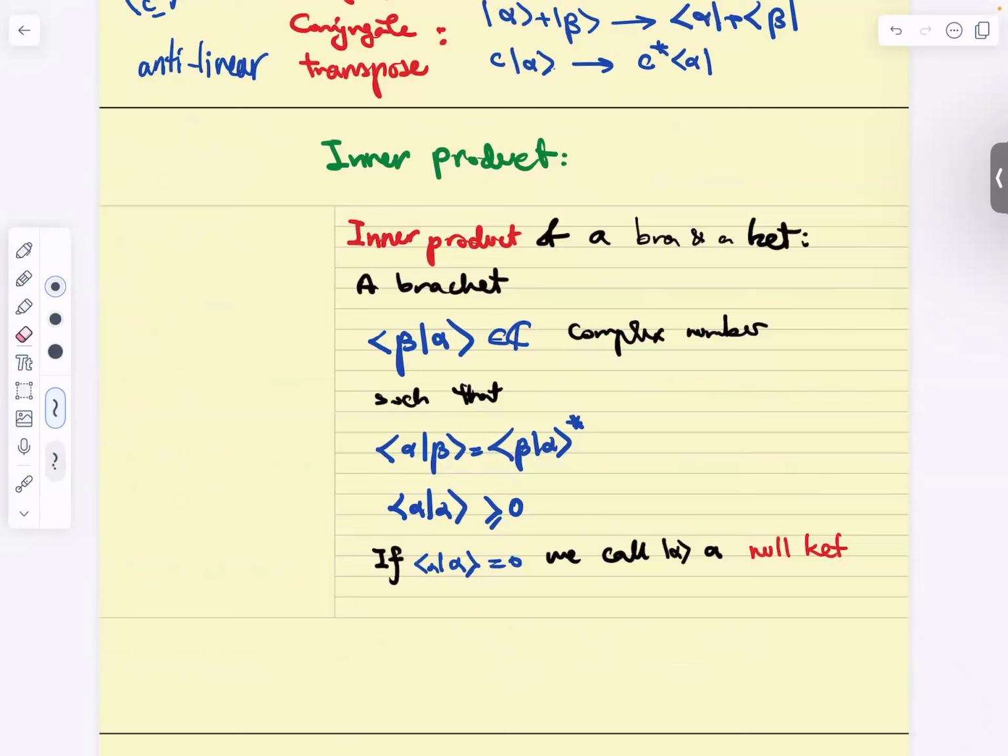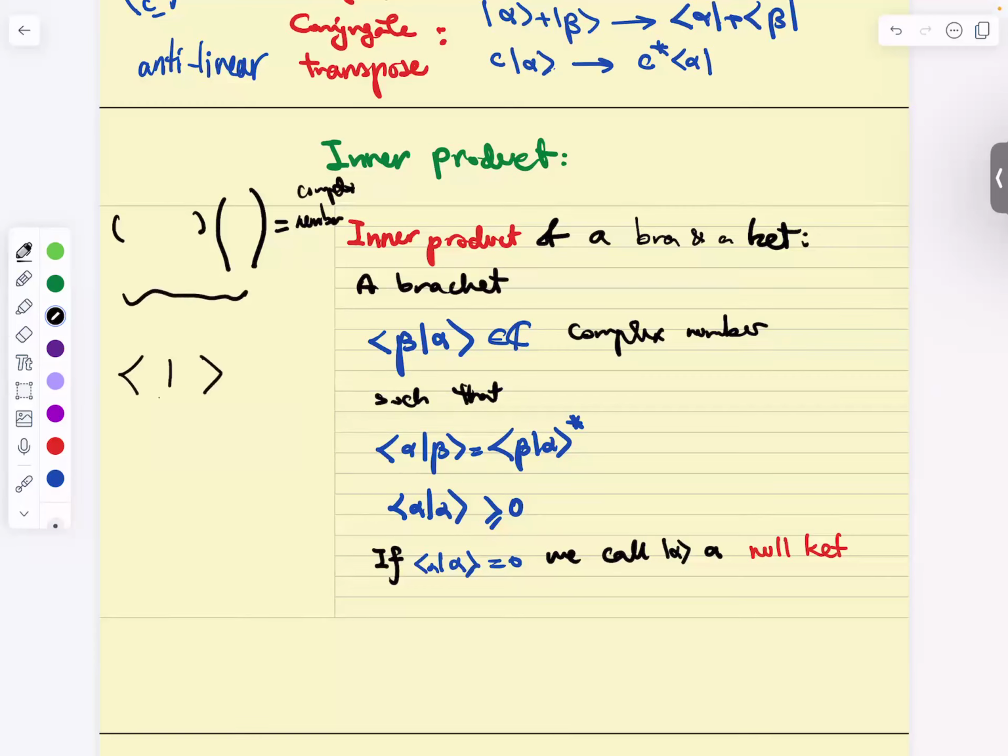Now, this whole terminology is invented because of the following. If we have a row vector multiplying a column vector, you get a number, a complex number, right? Which is called a bracket, because you put a bra next to a ket, you obtain a bracket. A bracket is a number, a complex number. And the way that it works is just matrix multiplication, right? Apply matrix multiplication to rows by columns.